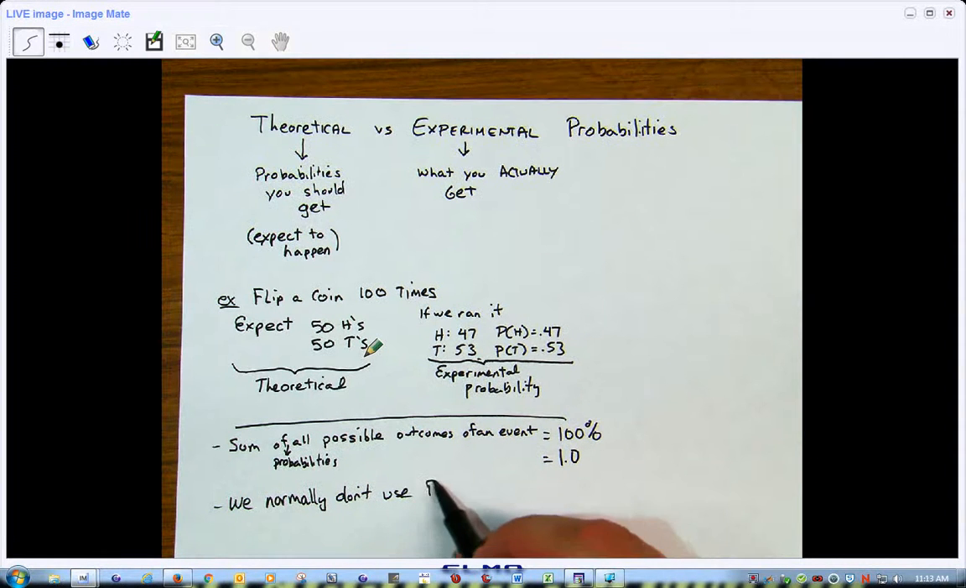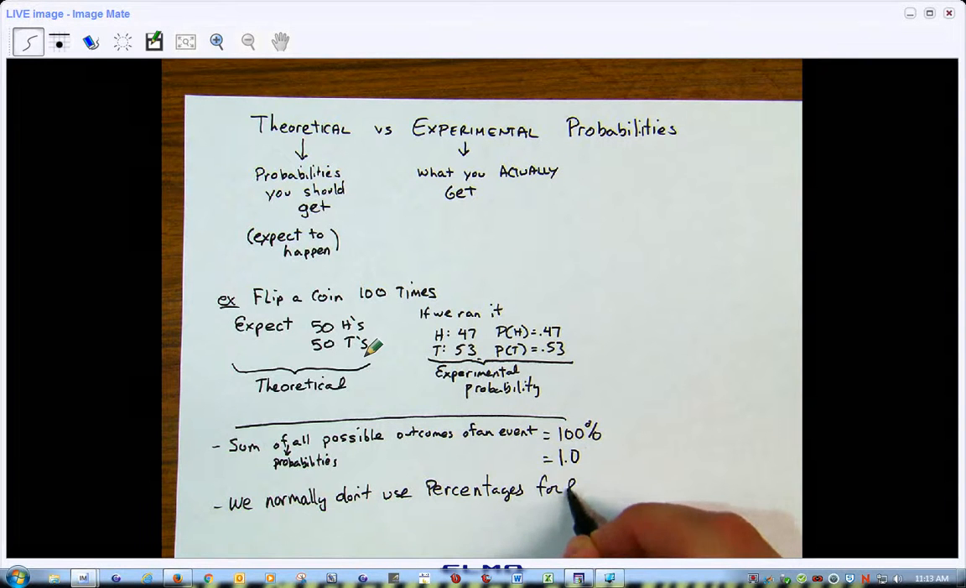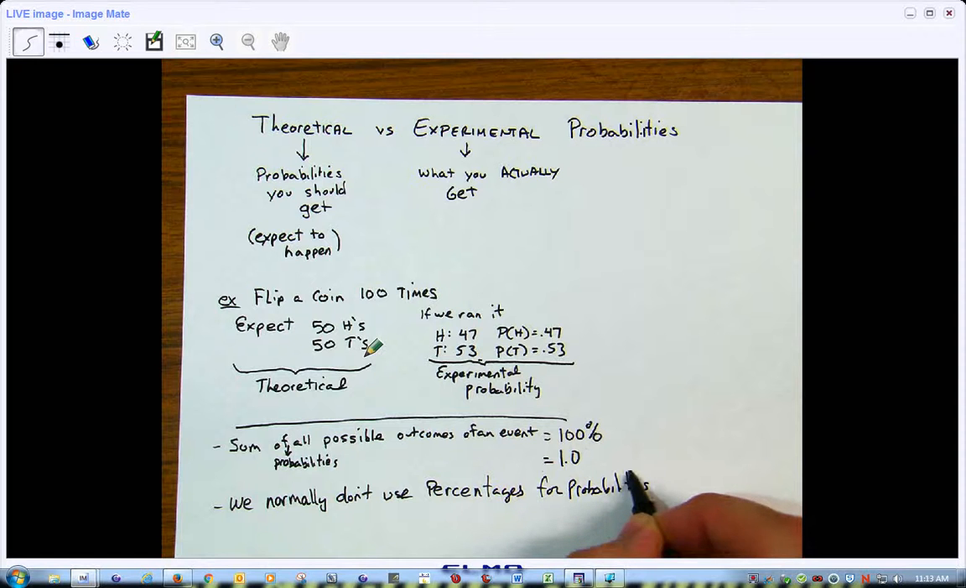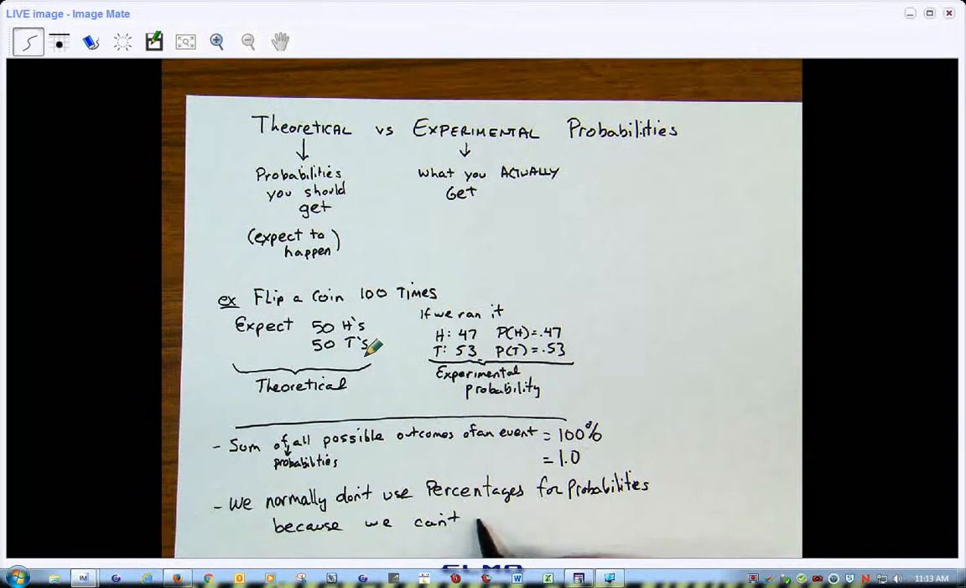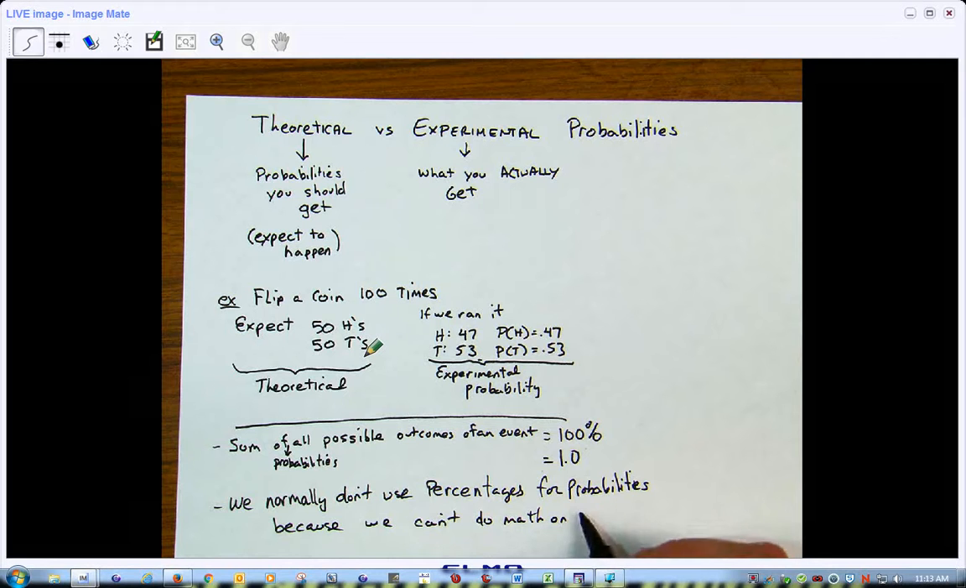I'll put that in here. We don't use percentages for probabilities because we can't do the math on them. We can't do math on percentages. We always have to convert percentages back to decimals in order to do this.